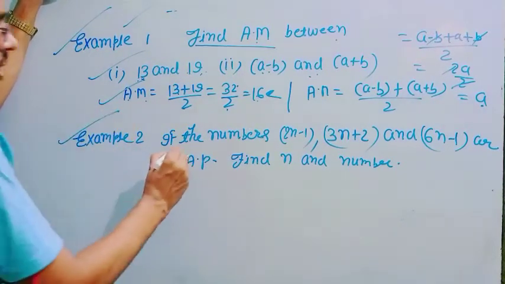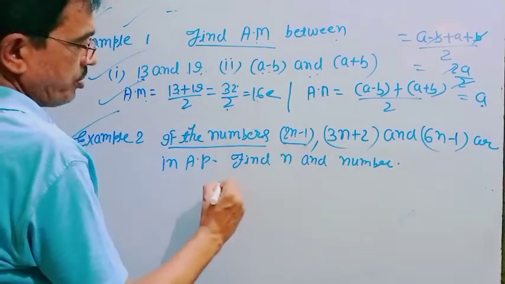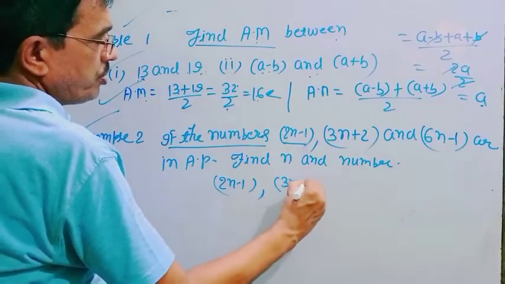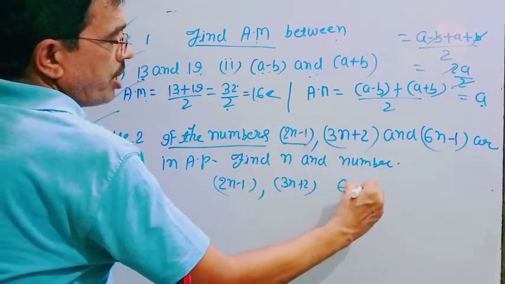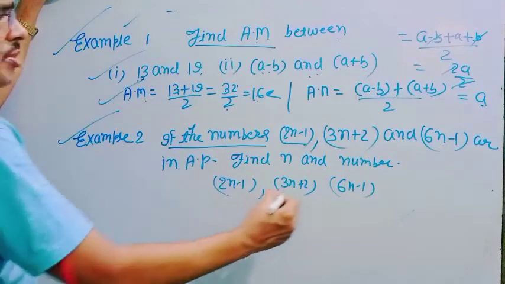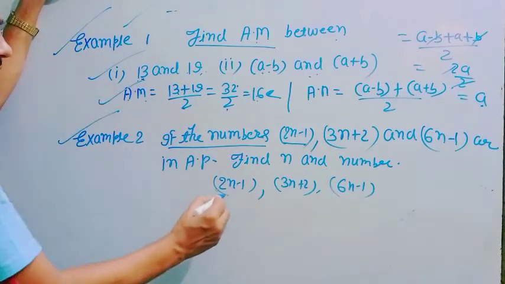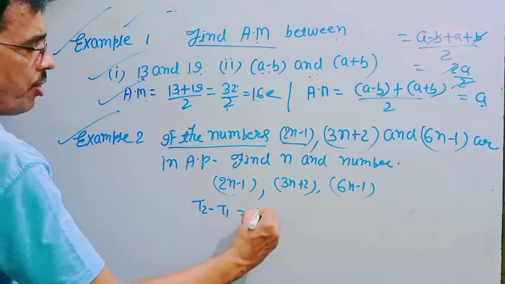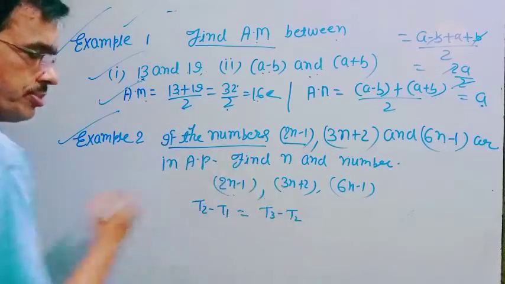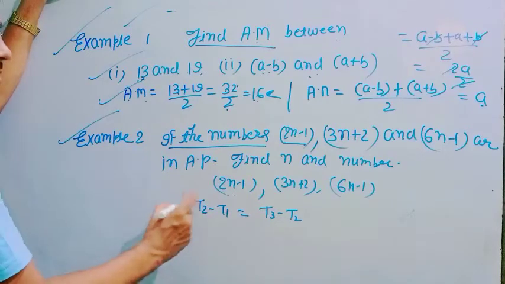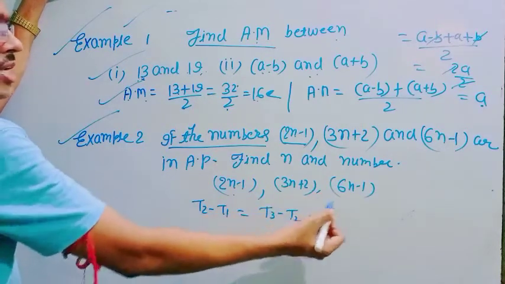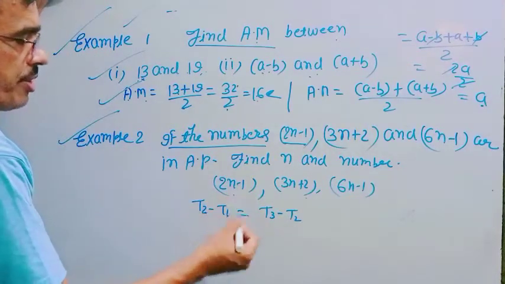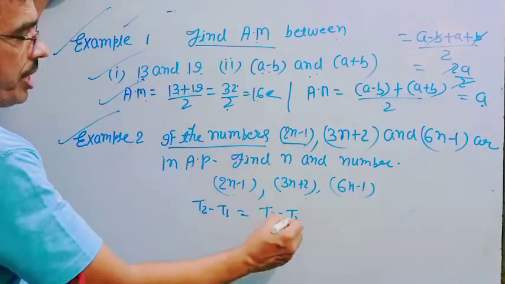Another question is given that if the numbers 2n minus 1, 3n plus 2 and 6n minus 1 are in AP, then what is the value of n? It is clear it is in AP, then T2 minus T1 is always equal to T3 minus T2. It is the only condition when it is given that the terms are in AP.